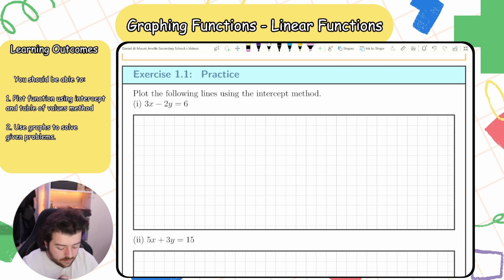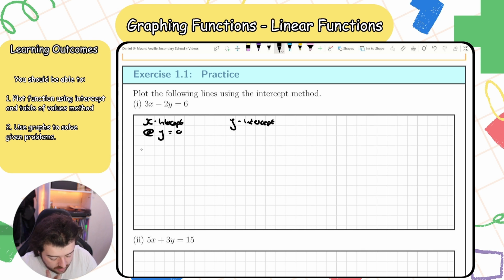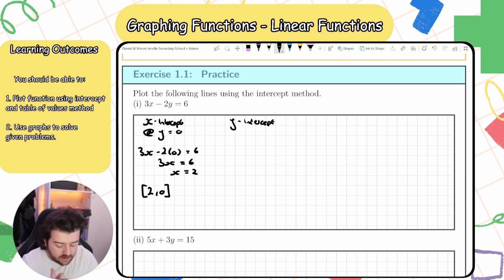So 3x - 2y = 6. I need to find my x-intercept and my y-intercept. My x-intercept happens at y equals 0. So 3x - 2 times 0 is equal to 6. 3x is equal to 6. x is equal to 2. So my point here is going to be (2, 0), because remember, when plotting points, it's my x value first, then my y value.